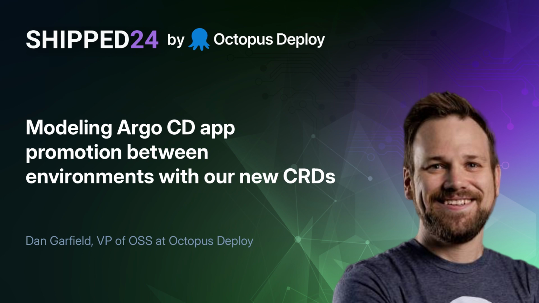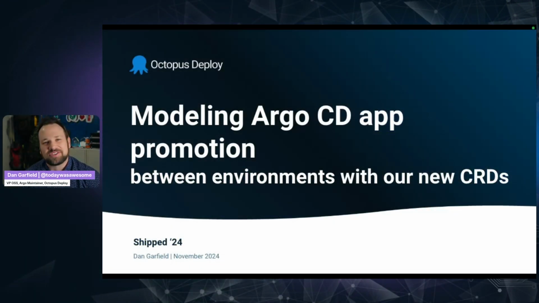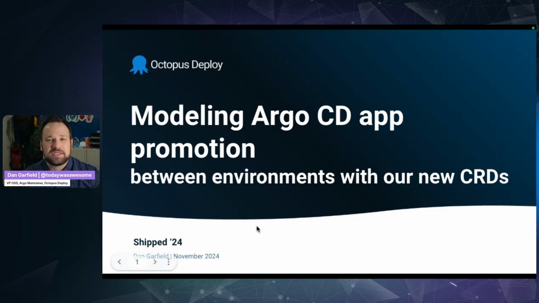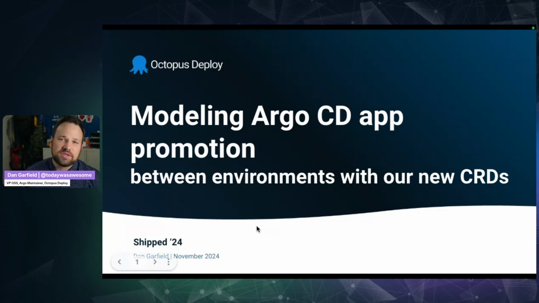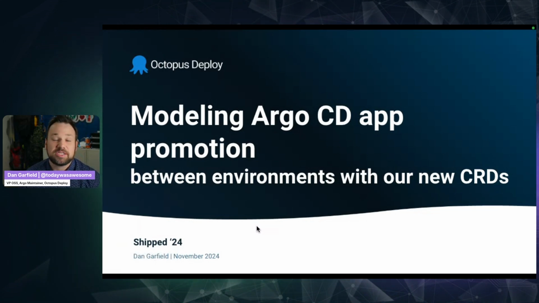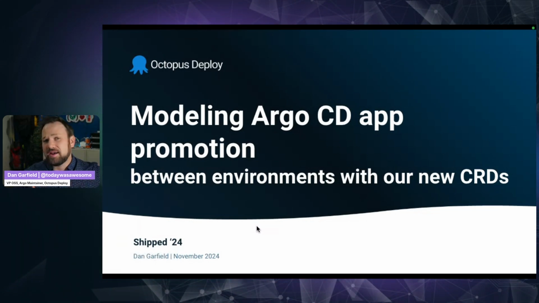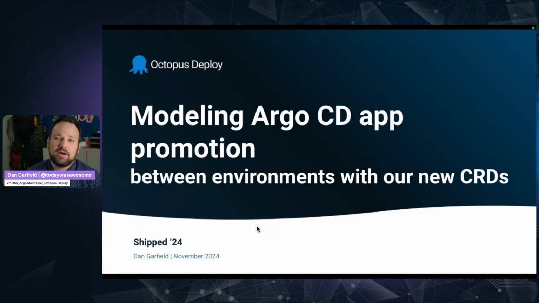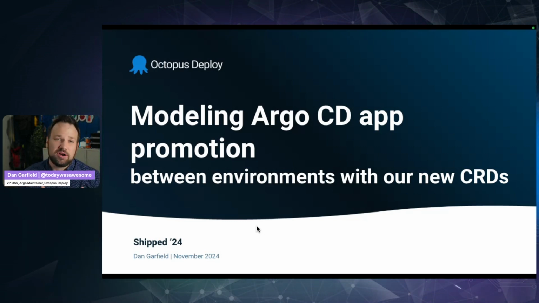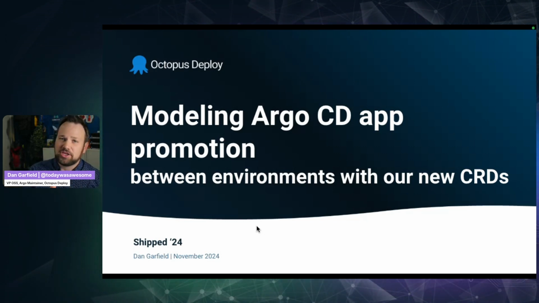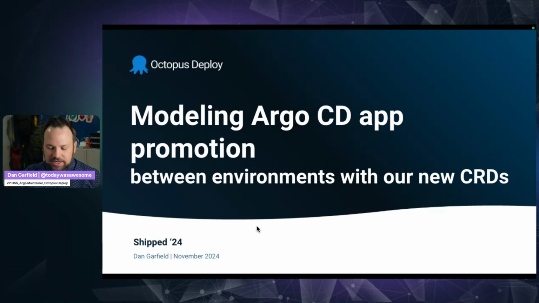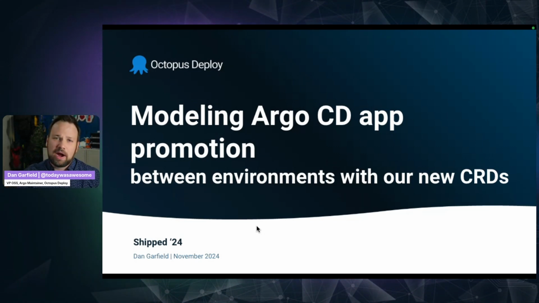Thanks, John. So yeah, we're going to talk about modeling Argo CD app promotion between environments with our new CRDs. If you're not familiar with CRDs, this is a Kubernetes native resource called custom resource definitions. It's basically a way that you can add custom elements to Kubernetes and use a controller to manage things. Argo CD, if you're familiar with it, uses CRDs extensively. That's how you define an application, with an application CRD. So these are some new CRDs that we're introducing, which are really powerful.